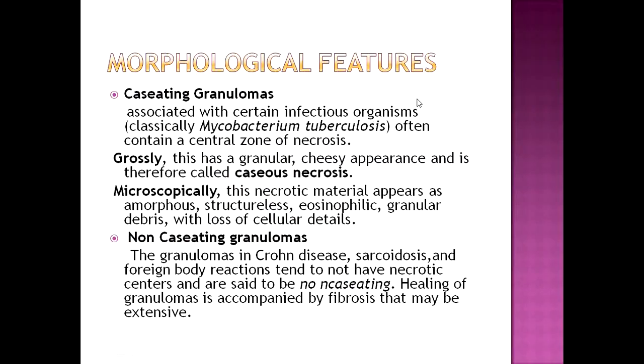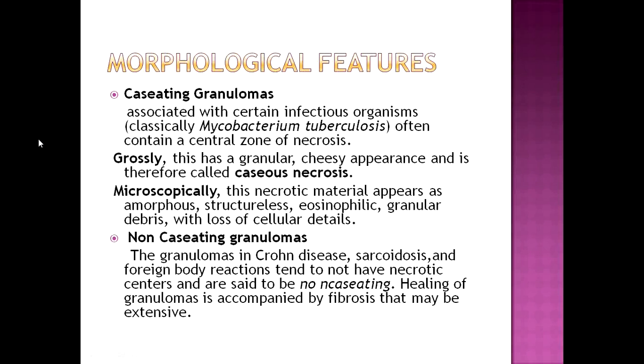On the basis of morphological features, granuloma can be divided into two: caseating granulomas and non-caseating granulomas. Caseating granulomas are associated with certain infections like Mycobacterium tuberculosis. They have a central zone of necrosis. Grossly, this has a granular cheesy appearance and is therefore called caseous necrosis. Microscopically, this necrotic material appears as amorphous, structureless, eosinophilic, granular debris with loss of cellular details.